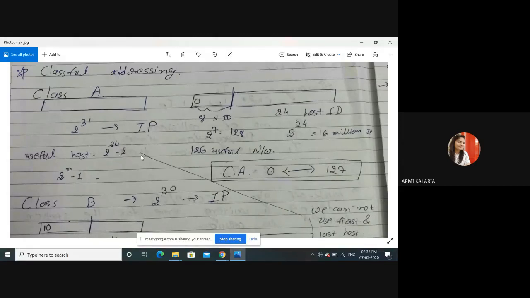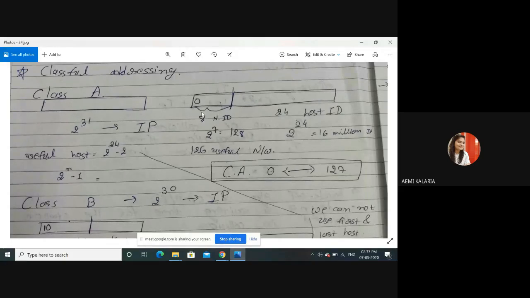Why am I reducing this 2? Because these 2 IP addresses we are keeping as constant, or we cannot use. For security purposes we cannot use the first and last address of any network. So that's why the total possible hosts is 2 raised to 24 minus 2.